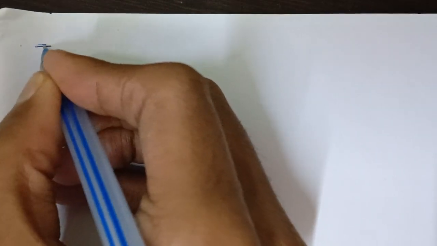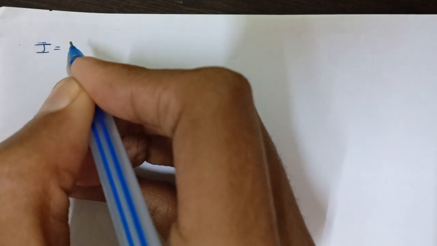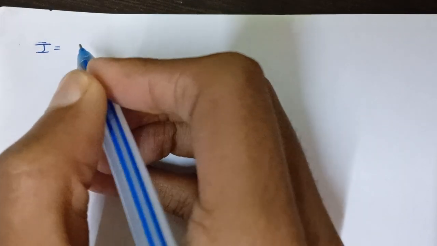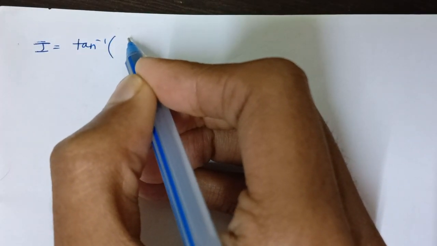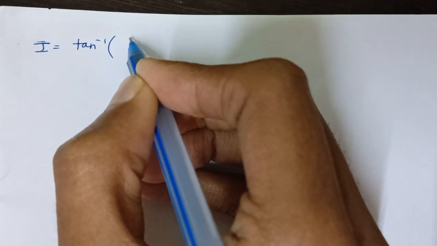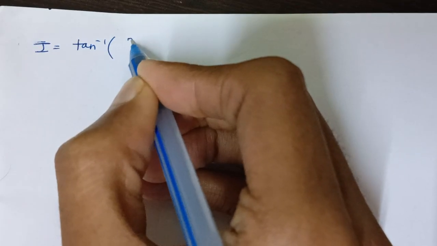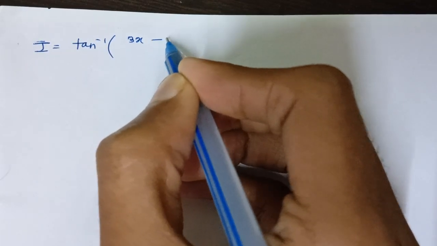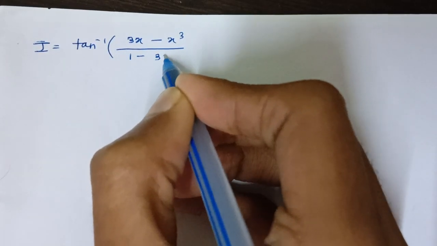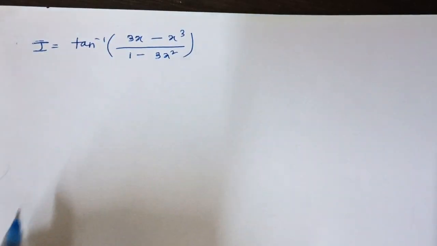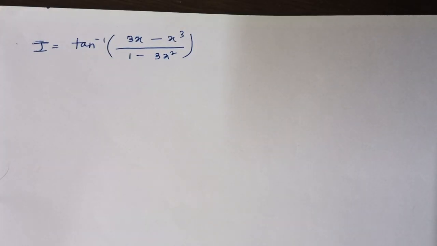Okay now, so let's start with this expression. Let's call this expression I. Let's say I is equal to tan inverse of (3x minus x cube) divided by (1 minus 3x square). Let's say that this is the expression that we're trying to simplify.